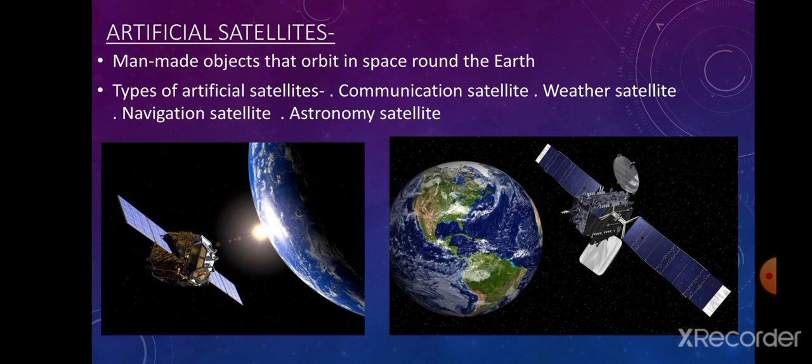What is a communication satellite? It helps to receive and reflect signals to telecast radio and TV programs which we see daily in our house, or we can hear the radio programs, right? So communication satellites help for those purposes.